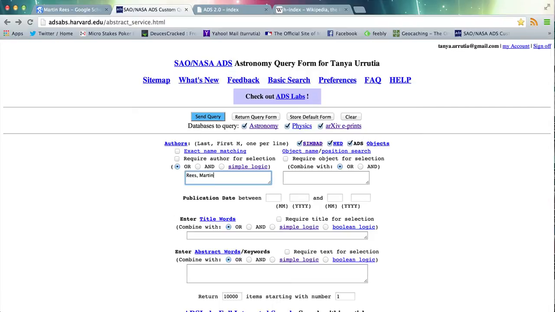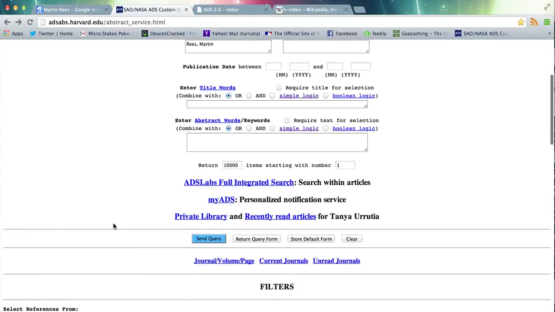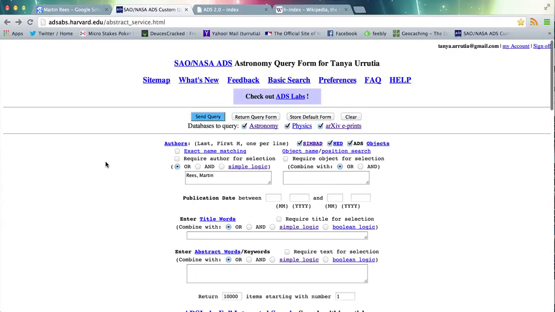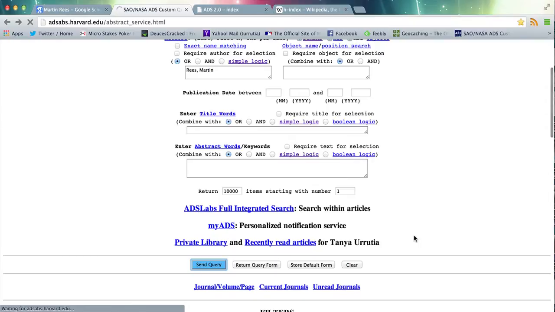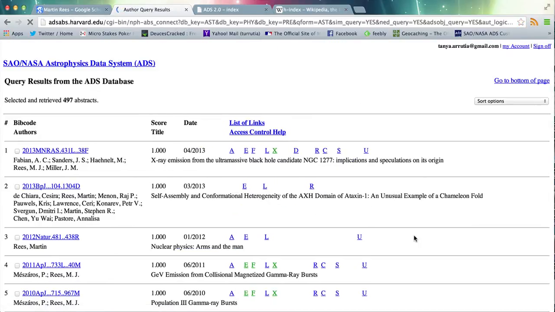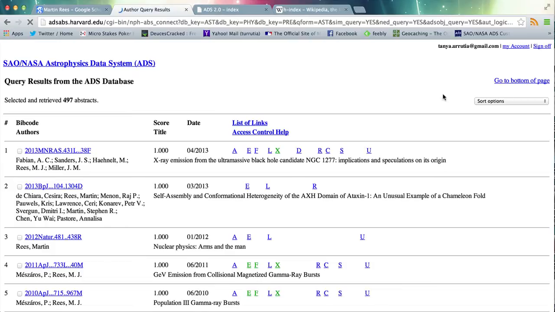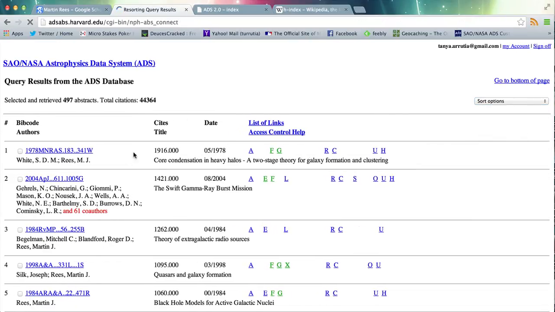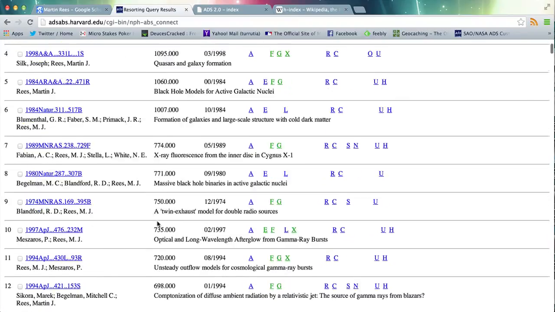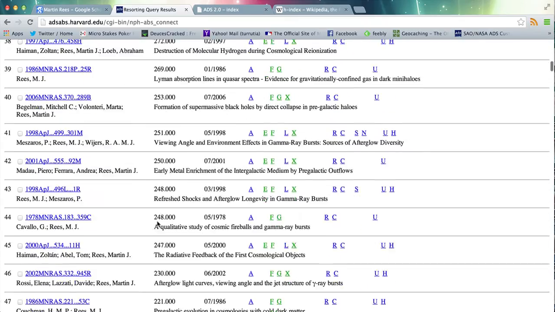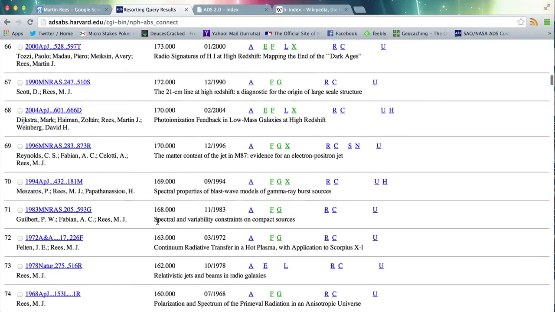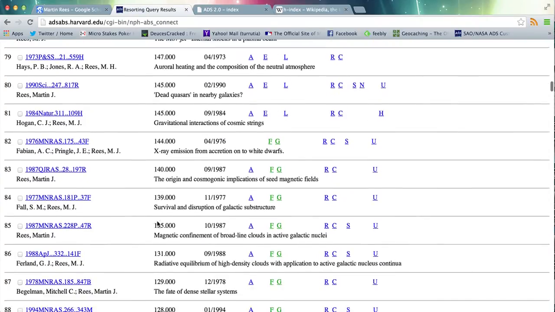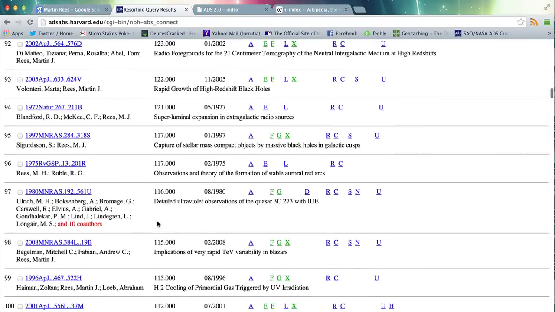Rees, Martin, and we have a lot of results, and we have all refereed articles, and all sorts of articles, so we send off the query. And again, you have close to 500 papers, and we sort them by citations. And again, there are of course very famous papers we all know, and we go down, down, down. Here, the citation index is still very prolific, but not as high as Simon White's citation index.